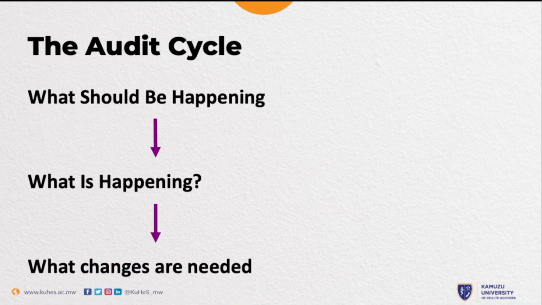Then when you know what is happening, you find out there are some gaps. Those gaps will need you to do changes. The change idea will come from there, and you now change what you found. After you've changed, you need to redo the cycle and say, okay, what is happening now? We did those changes. What is happening? So the cycle continues like that.